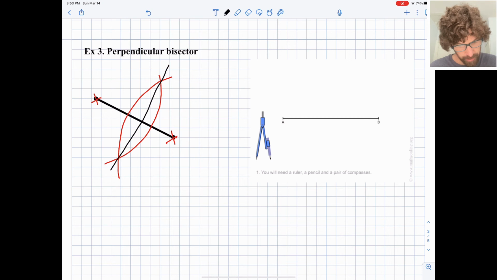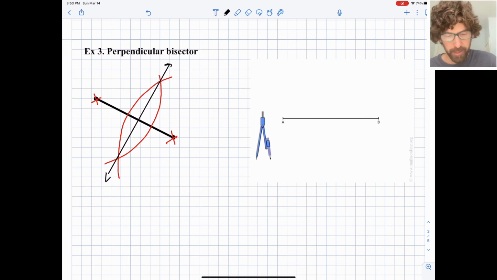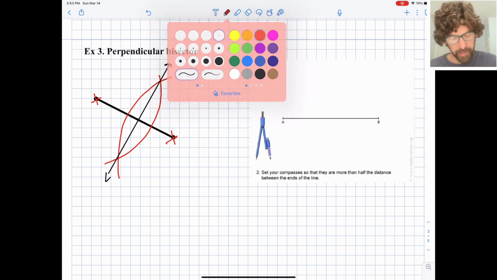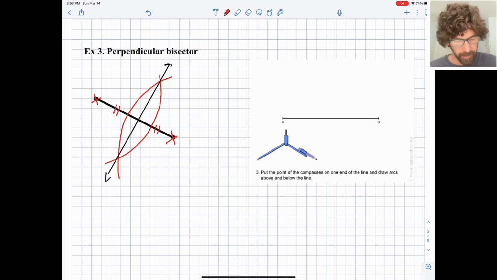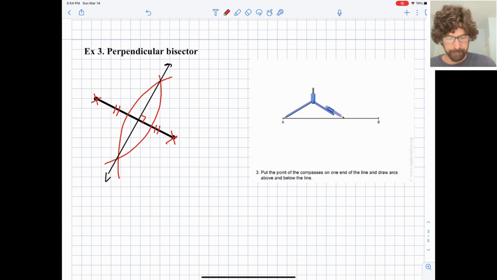And we can draw that with a straight edge. And what we should have made is a perpendicular bisector. So these 2 halves of the line are congruent. Additionally, the line we drew is perpendicular to the segment we were given. So it's a perpendicular bisector.